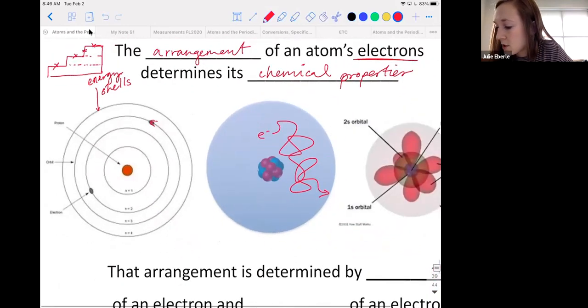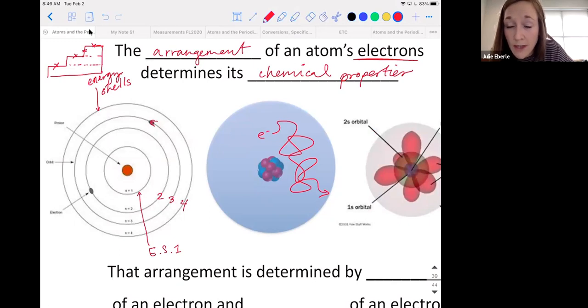We call these energy shells. So this would be energy shell number 1, and then 2, and then 3, energy shell 4. These are what increase as you go down in row. So an element on row 7 will have 7 energy shells around the nucleus. Does that make sense? All right.